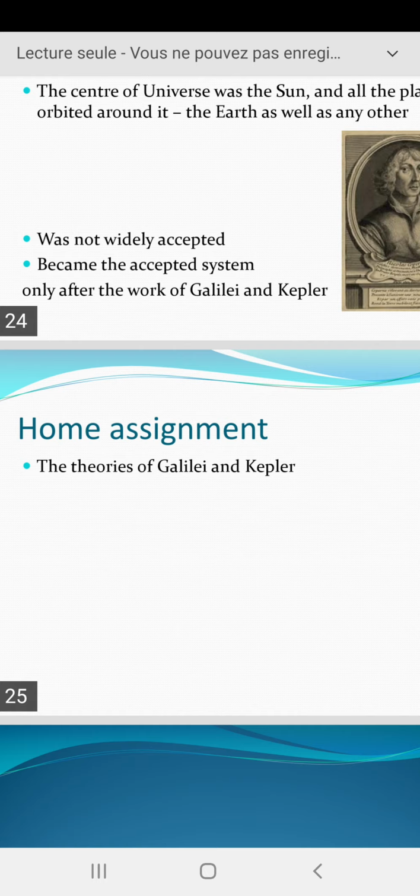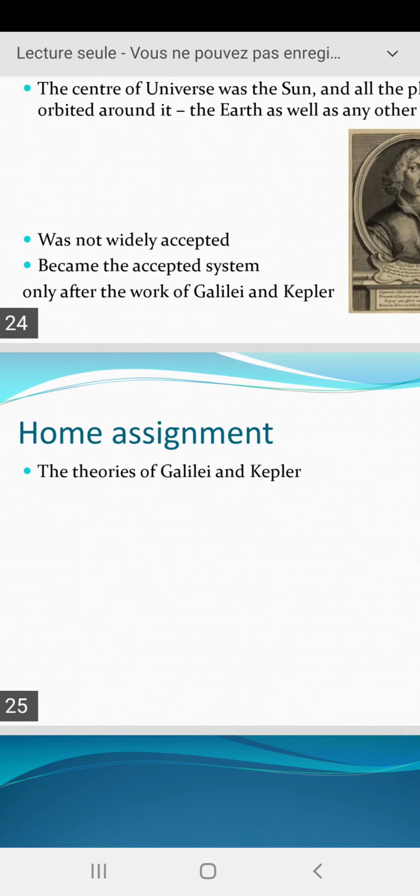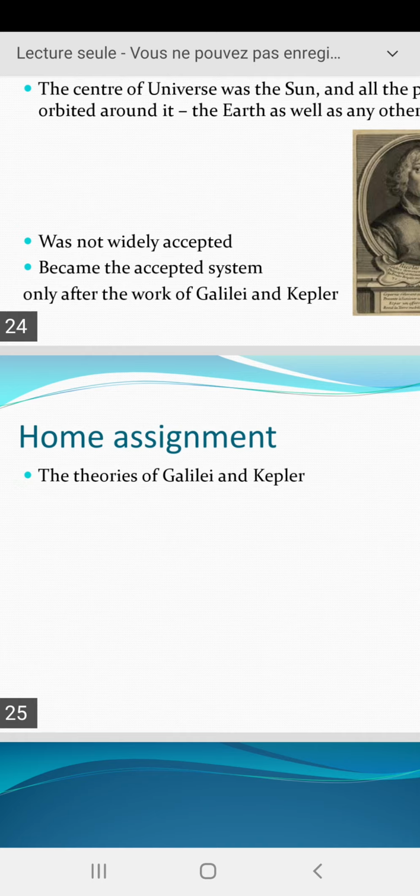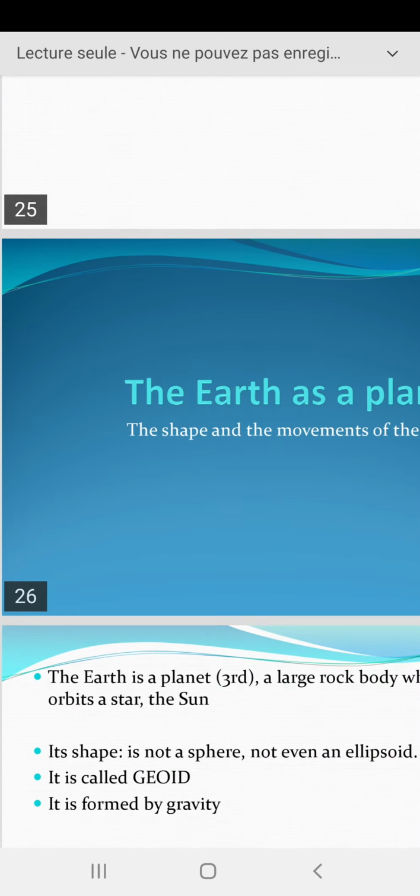Now, I think about 20 years after Copernicus came Galilei and Kepler, who proved scientifically that Earth is only a planet that turns around the sun. But the real proof came from Kepler, the great scientist Kepler.